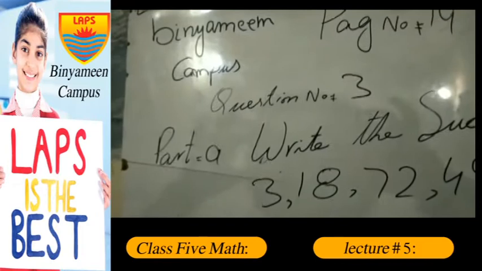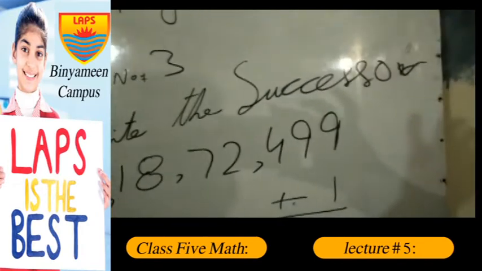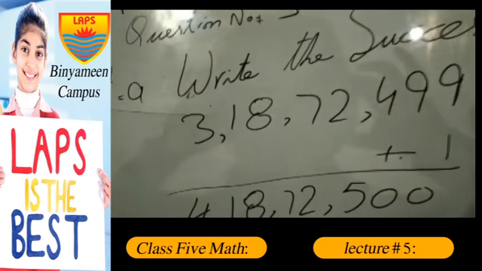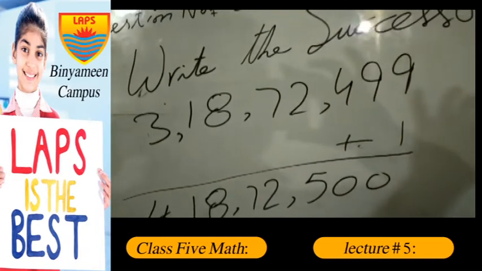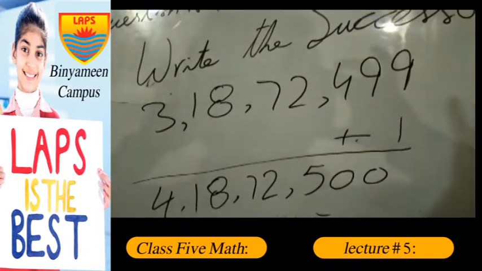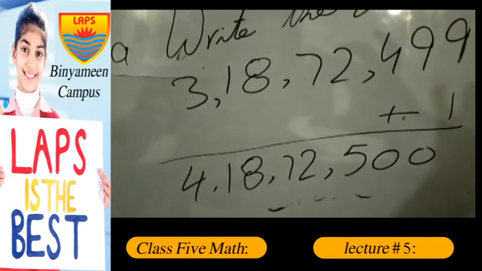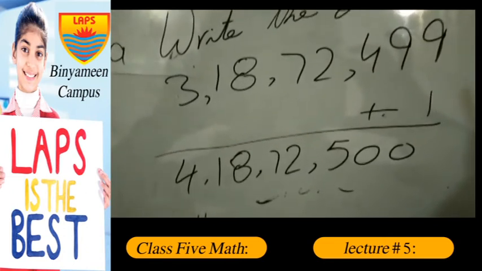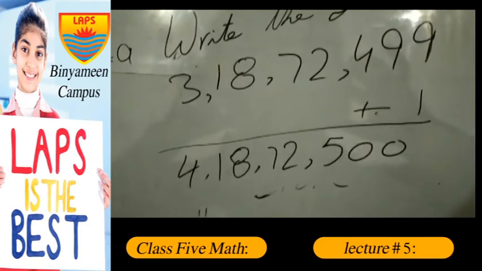Now we did question number 4. Write the successor. Successor means you add 1 to this value. 3,18,72 and 499. Then you add 1, it becomes 4,18,72 and 500. Now this is the answer of this question.